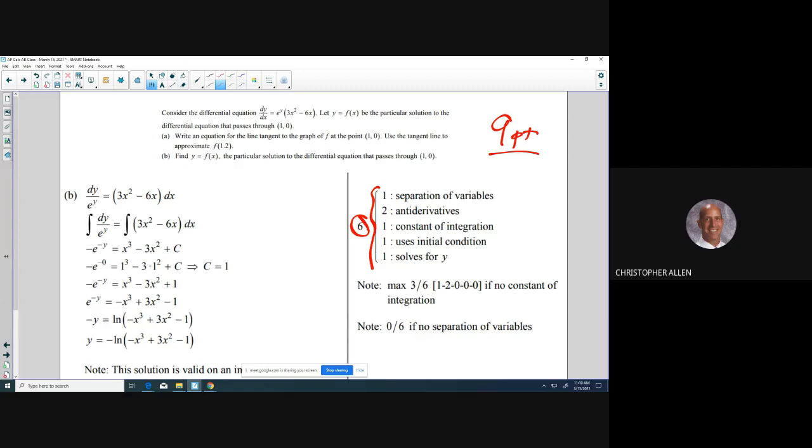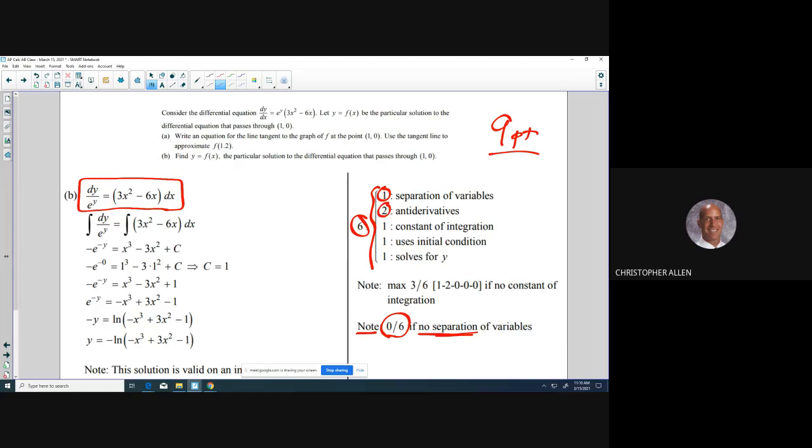Before we begin, I would like to note, how many points do you get if you did not do separation of variables? 0. So if you did not, somewhere on your paper, have all the y stuff on the left and all the x stuff on the right, or vice versa, but usually we put the y stuff on the left, then you can quit scoring. You got a 0. Okay, so this is the most important step. So your first point is separation of variables.